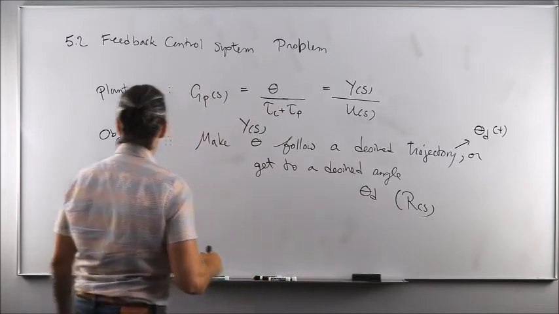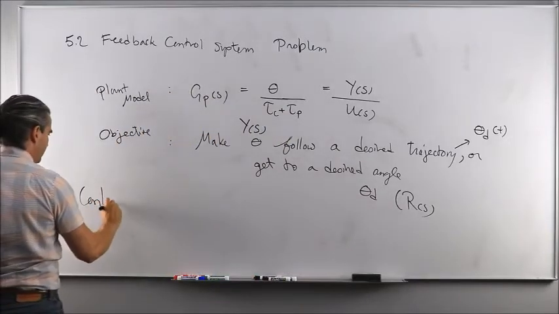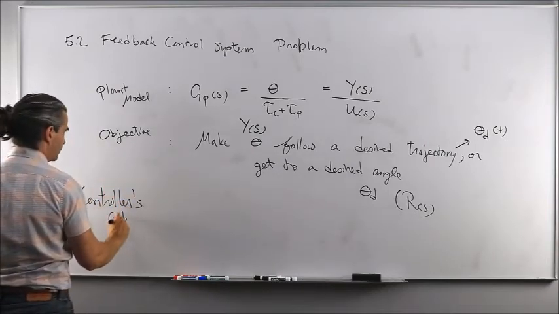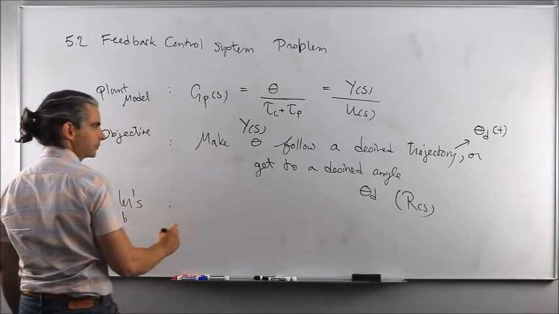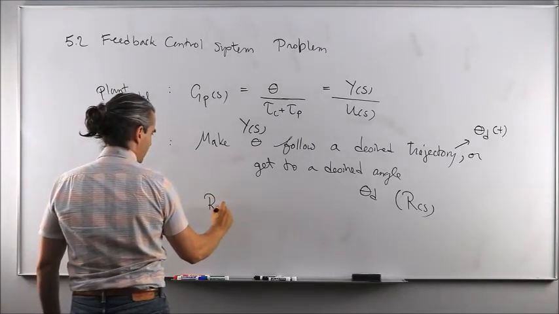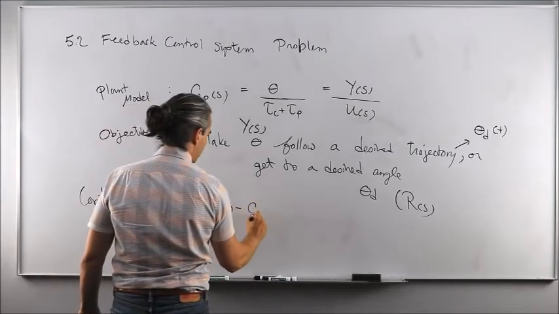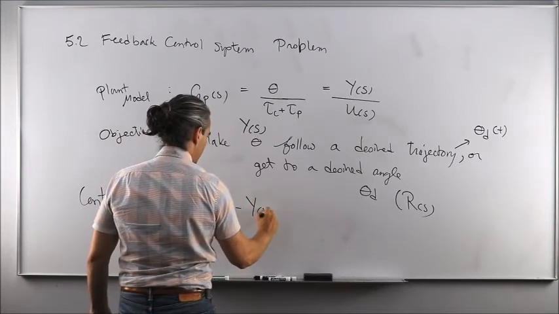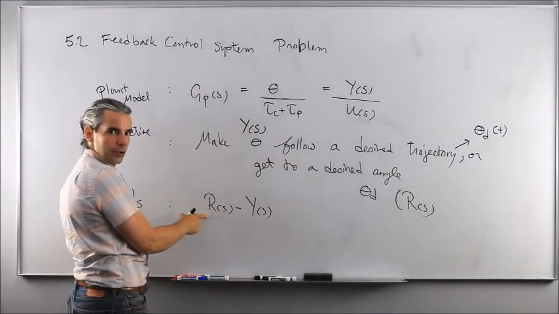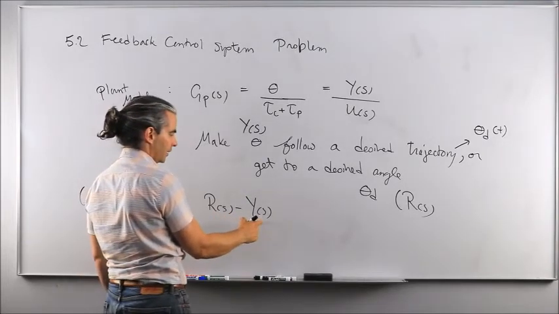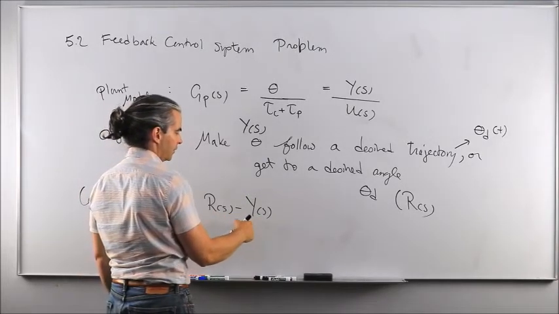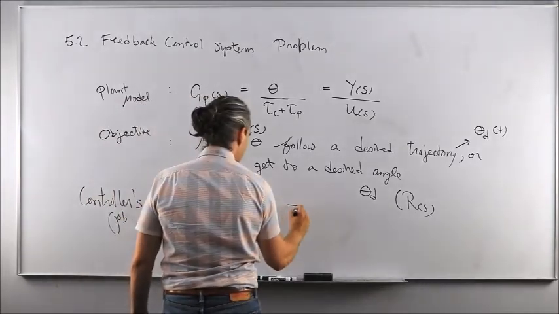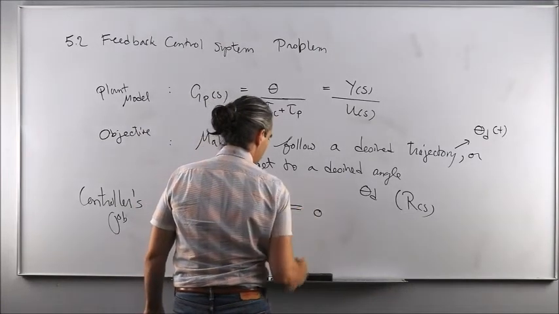Okay? Now the controller's job, given that this is the objective we're shooting for, controller's job is to ensure that R of s minus, generally speaking, minus y of s. So the desired angle provided by the user, i.e. u, minus the current angle of the spacecraft rotational motion along one axis. Well, that has to be as close to 0 as possible, okay?